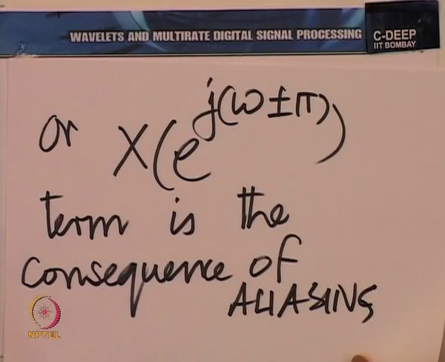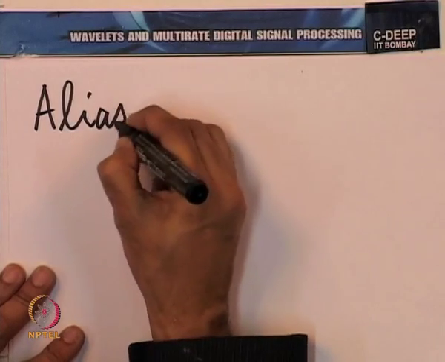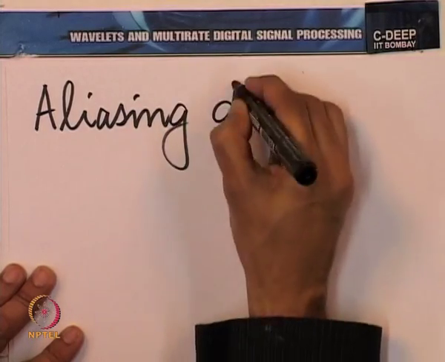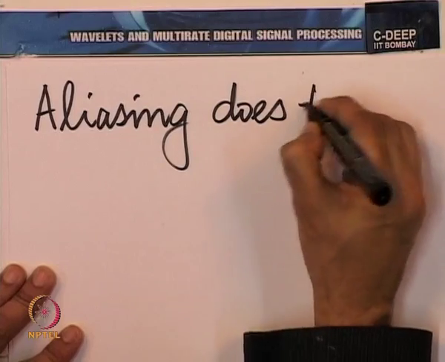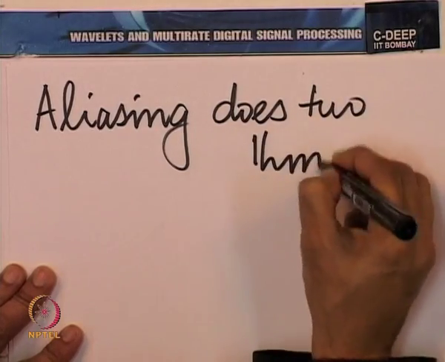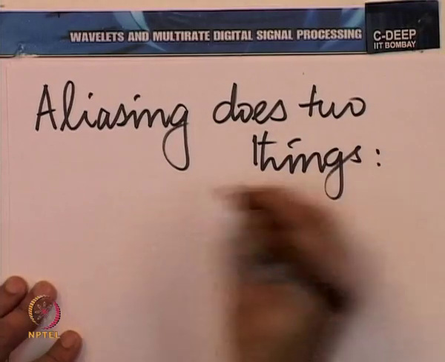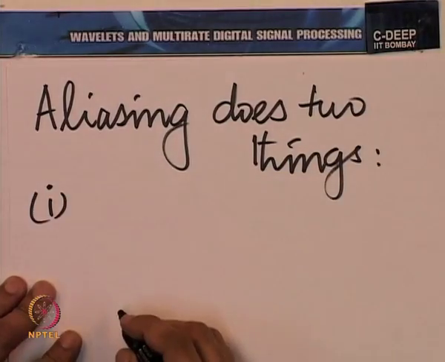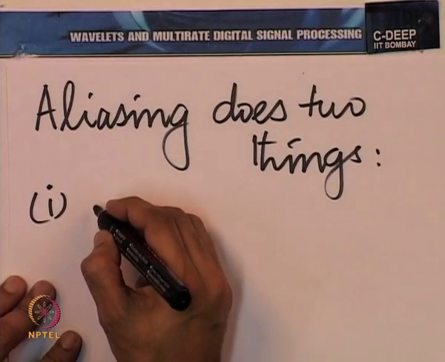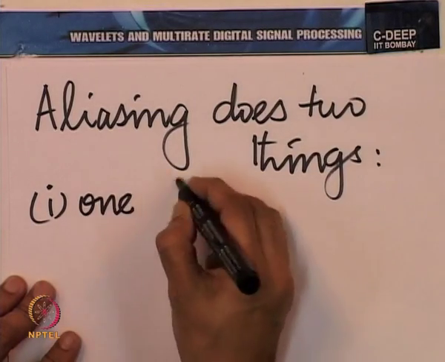What is the consequence of aliasing? We should put it down very clearly. Aliasing does two things. One, frequency manifested as another.